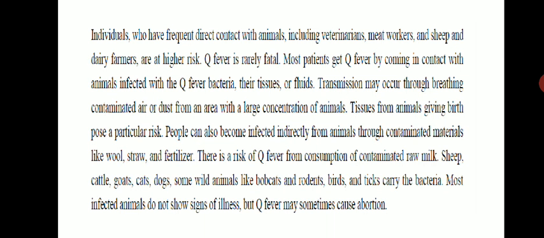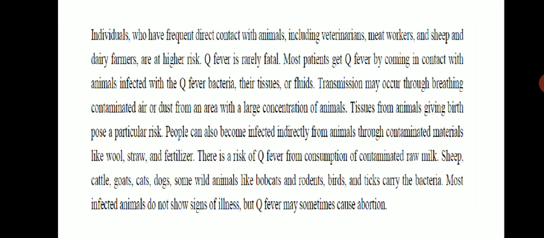So individuals who have frequent direct contact with animals, including veterinarians, meat workers, and sheep and dairy farmers, are at high risk of Q fever. Q fever is rarely fatal. Most patients get Q fever by coming in contact with animals previously infected with Q fever bacteria, then their tissues and their fluids.